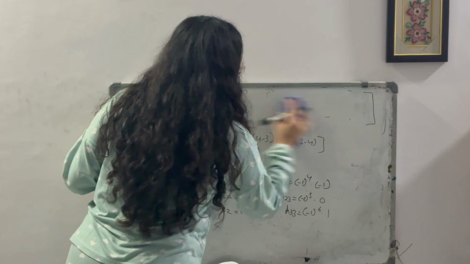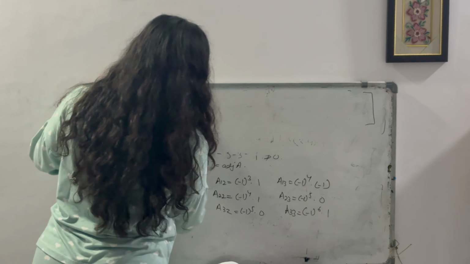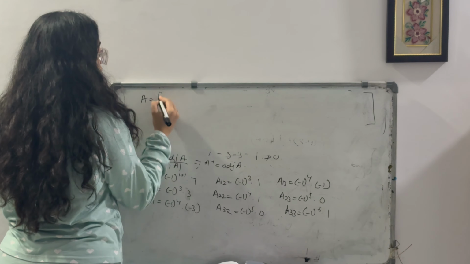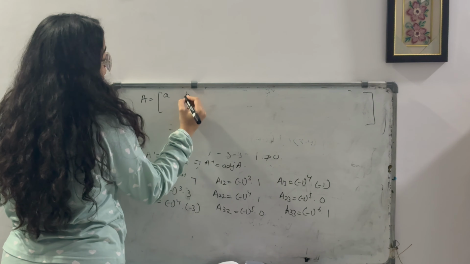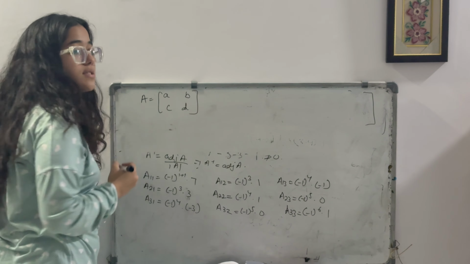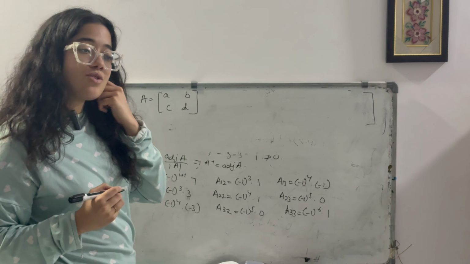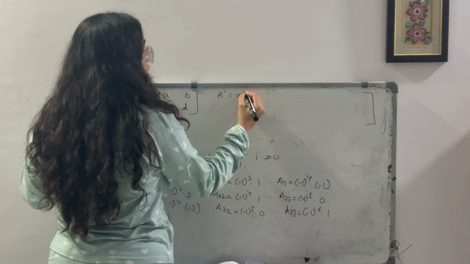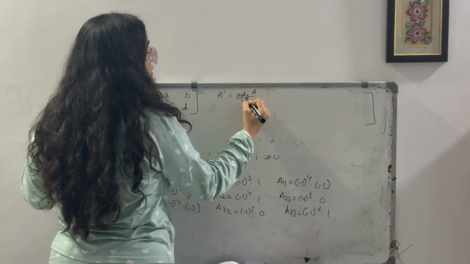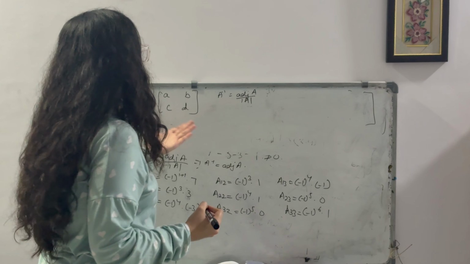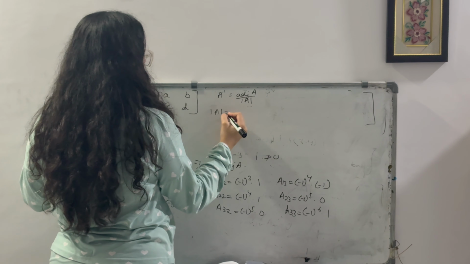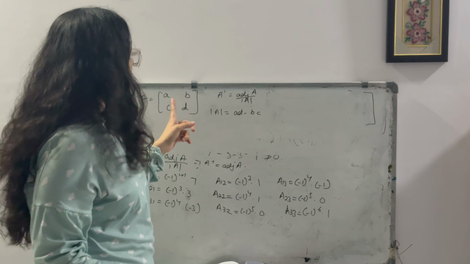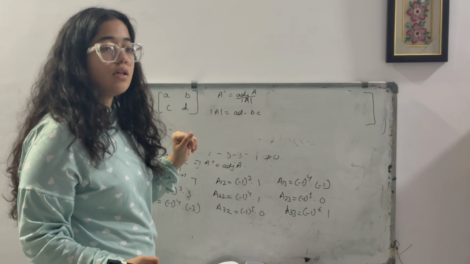So when we are talking about a 2 cross 2 matrix, what does it look like? A, B, C, D. Yes, it has 4 elements. And by the definition, inverse of A is adjoint of A divided by determinant of A. In this case, what is determinant of A? AD minus BC. Yes?